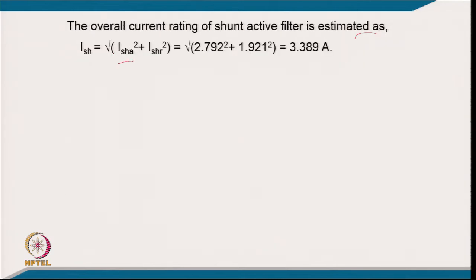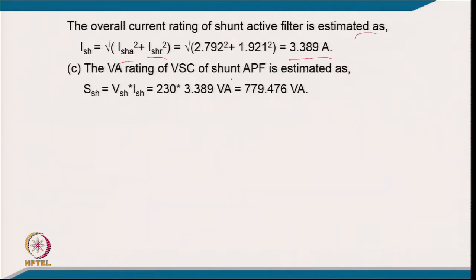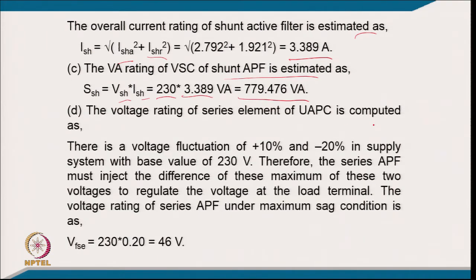The overall current rating of shunt active filter is now the RMS value of the active component current and the harmonics and reactive component. Putting the value it comes 3.389 ampere, and the VA rating of shunt active filter will be VSH times ISH. So, VSH is 230 volt because it is connected directly across the load where the nominal voltage of 230 volt is there, and current is 3.389 ampere. So, it comes 779.476 VA.